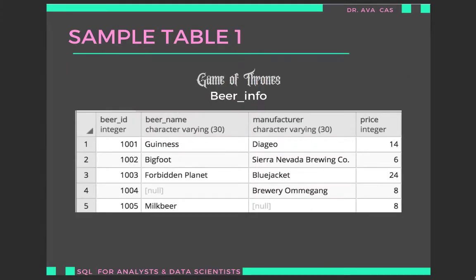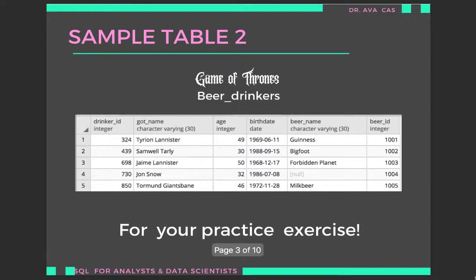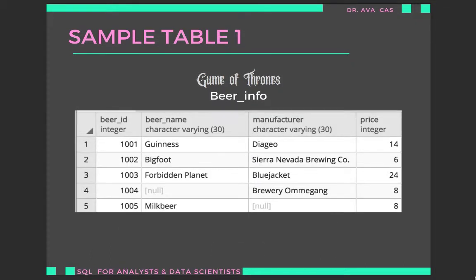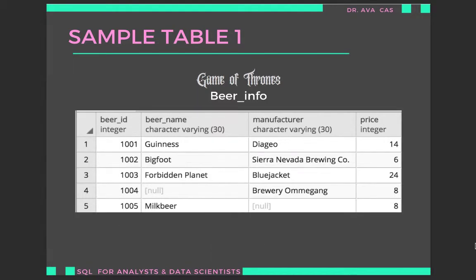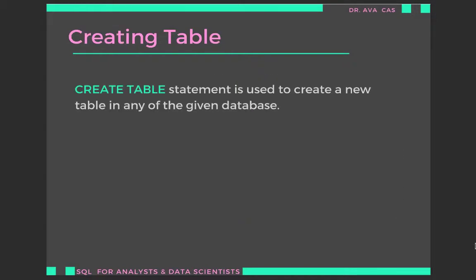Okay, so we have two tables here that we'd like to create. And in fact, I'm going to show you how to create the beer info table. And then later on, you'll have a chance to practice what you've learned in this lesson by creating this beer drinkers table. Oh, by the way, these tables are inspired by Game of Thrones. And so you'll see some of our Game of Thrones characters' names here. So we're going to start by creating this table. And then we're going to input the values into this table. Okay, so let me show you how to create the table.